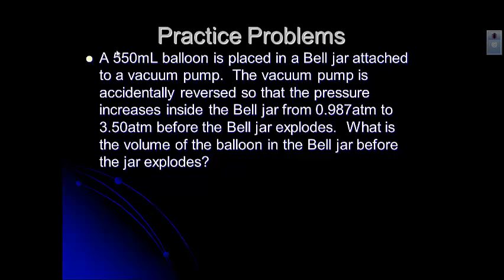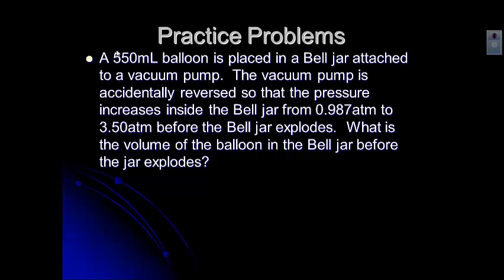Okay. So you saw in class the bell jar on the vacuum pump. That's the glass jar. And it says in this problem that the vacuum pump is reversed, so that rather than decreasing the pressure in the bell jar, it actually increases from 0.987 atmospheres to 3.5 atmospheres before the bell jar explodes. And it's asking for the volume of a balloon in the bell jar before it explodes.